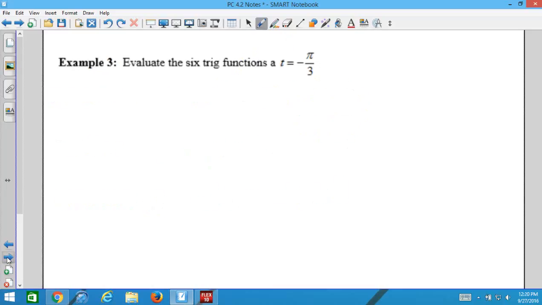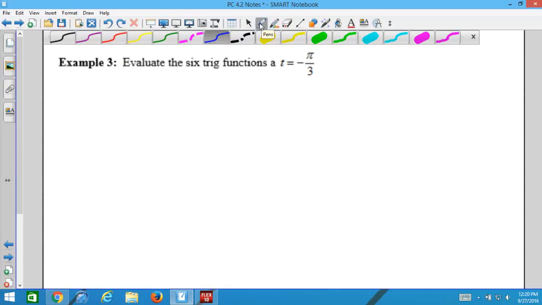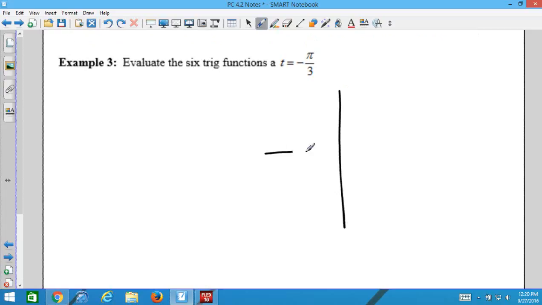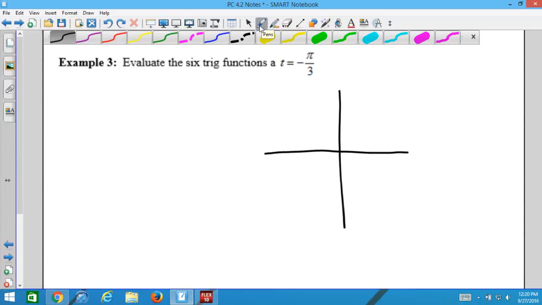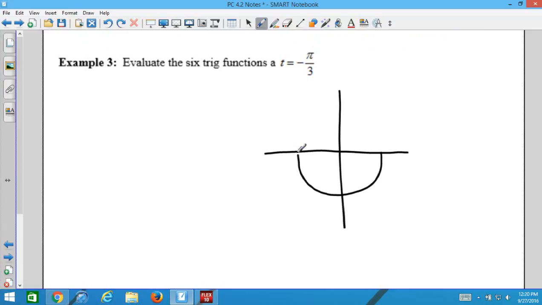Evaluate the 6 trig functions at t equals -pi over 3. So we're going to use radians. We're not going to convert it. We have to be thinking in radians. So it's negative, and the negative only tells me which direction to go around the circle. That tells me I'm going to the bottom part, going this direction. I'm not going to the top. And it says divide it by 3. So I'm going to take this bottom and divide it into 3 equal places. 1, 2, 3. And then I'm only using one of them.